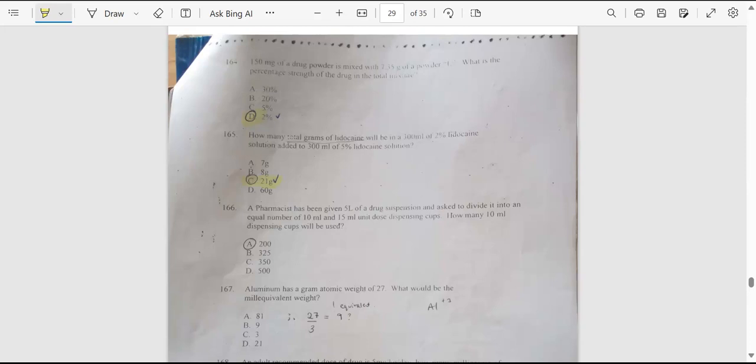A pharmacist has been given 5 liters of a drug suspension and asked, please let's stop joking in the group, man. Finally check it. So a pharmacist has been given 5 liters of a drug suspension and asked to divide it into an equal number of 10 ml and 15 ml unit dose dispensing cups. How many 10 ml dispensing cups will be used?